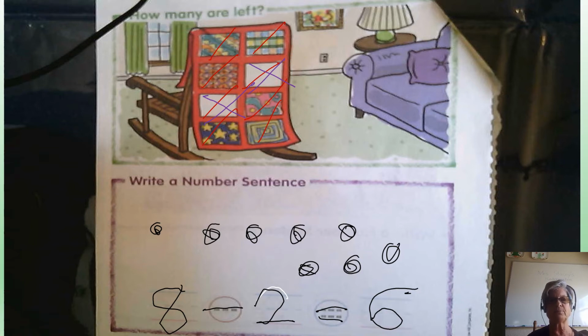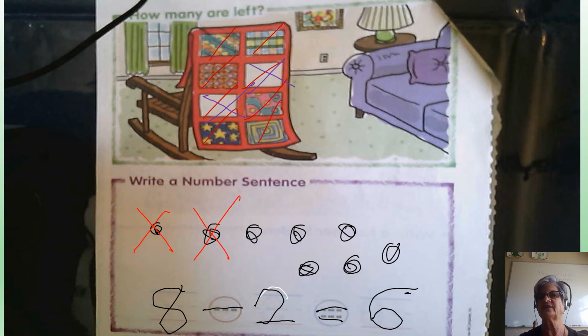Now remember, our problem says 8 take away 2. So you're going to take a different color of crayon and you're going to put an X on 2 of your circles. Let's begin. 1, 2. Please do it on your page. And the number story is 8 take away 2 equals 6. Or I could have said 8 minus 2 equals 6.